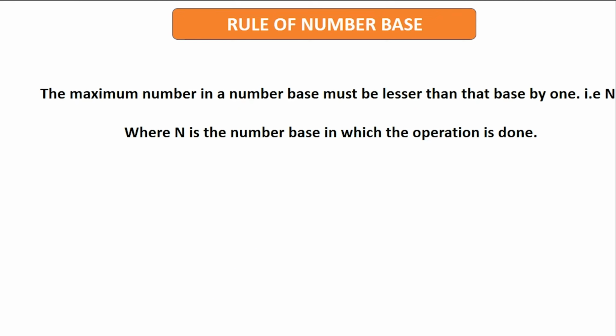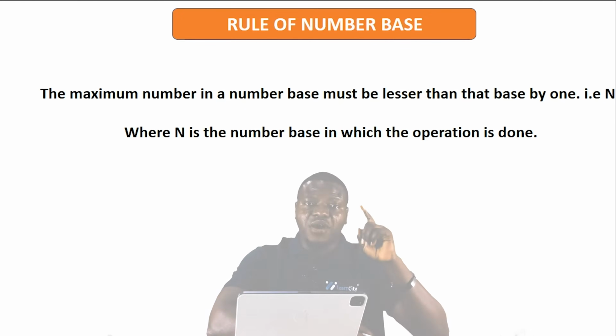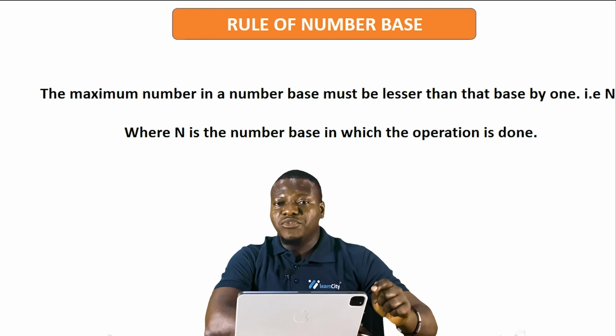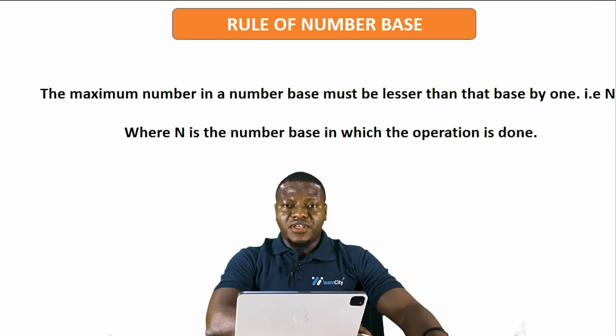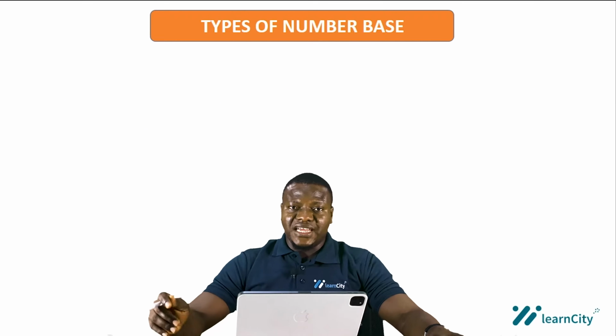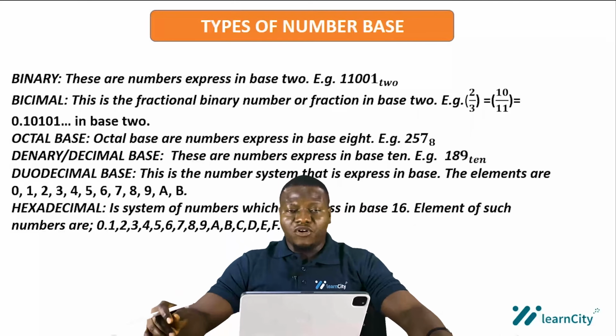That is, if I'm working in base 4, the maximum number in base 4 should be 3. That is 4 minus 1, which is 3. The maximum number there should be 3. If I'm working in base 5, the maximum number there should be 5 minus 1, which is 4. So if we have understood that, then let us look at the types of number base.